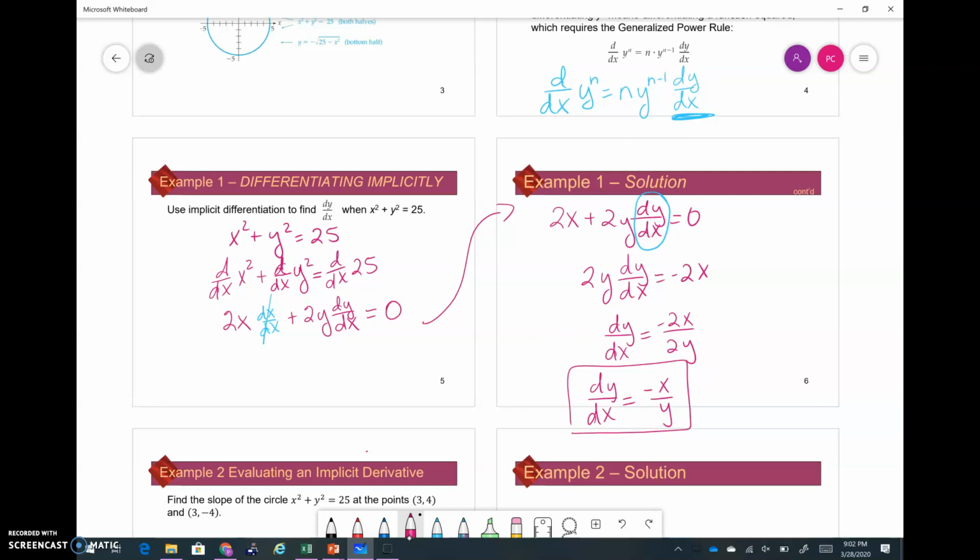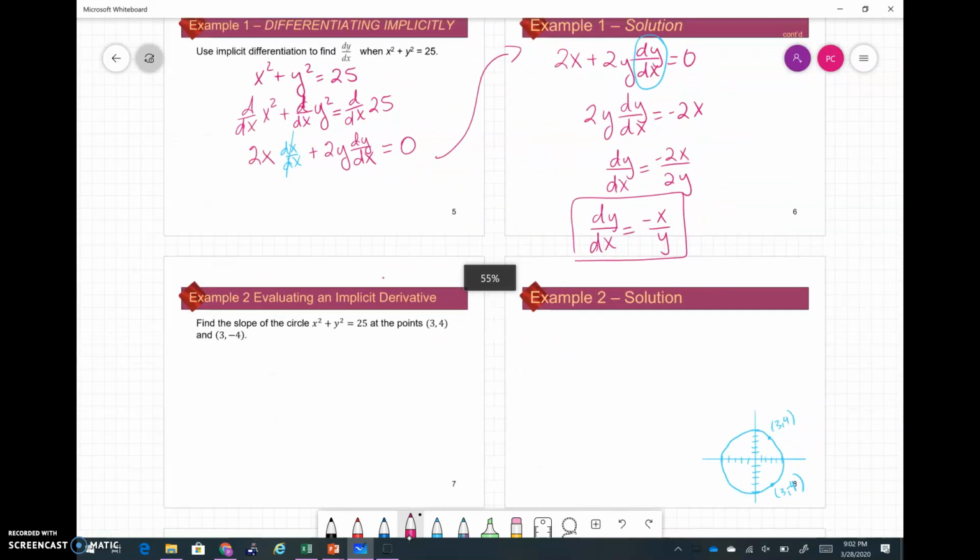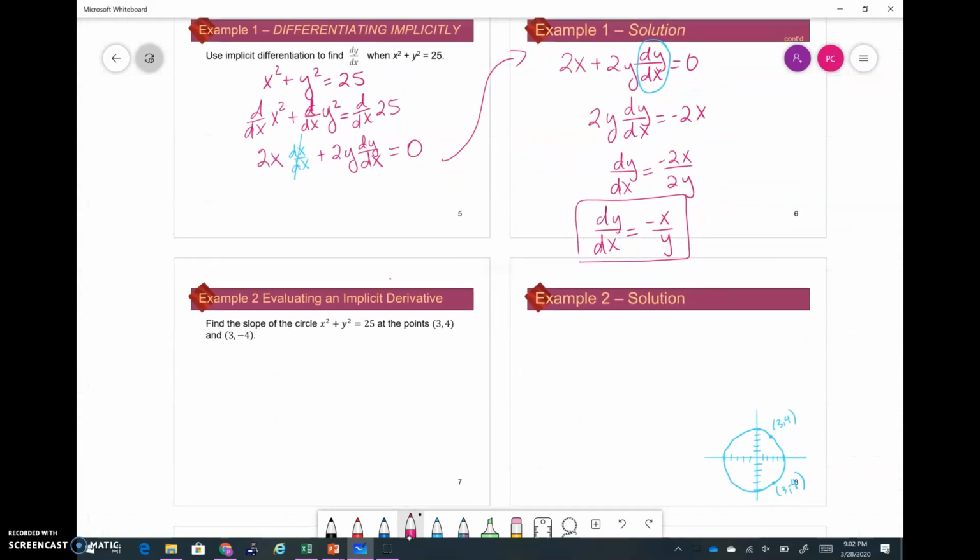So the basic rules of derivatives apply. Nothing fancy there. We just have to apply dy over dx anytime you're differentiating the y. Alright? So now that we have that derivative, we can find slopes. Remember, this derivative is just the slope. So we want to find the slope of the circle, x squared plus y squared equal to 25, at the points (3, 4) and (3, negative 4).